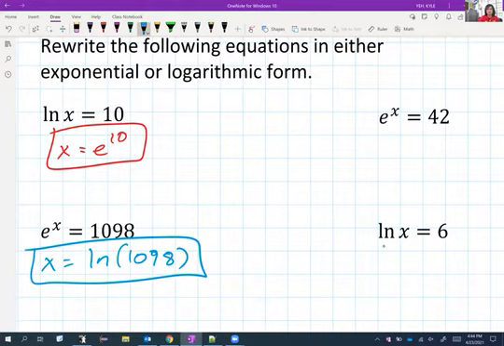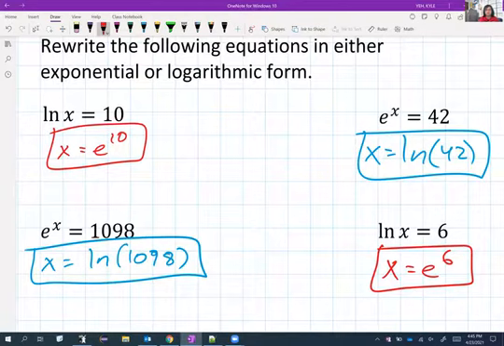Pause the video, try the two problems on the right, and then unpause to see if you got them right. All right, so this is something you want to be able to do without even thinking about it. On top on the right, ln of both sides gets rid of the e, so x equals ln of 42. And on the bottom right, x equals e to the 6th. We said e to the left equals e to the right, e to the ln canceled out. So hopefully those went well. If not, take a look at where you might have gone astray and see if this makes more sense.